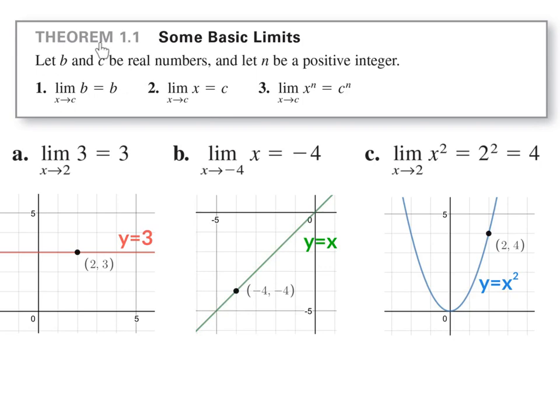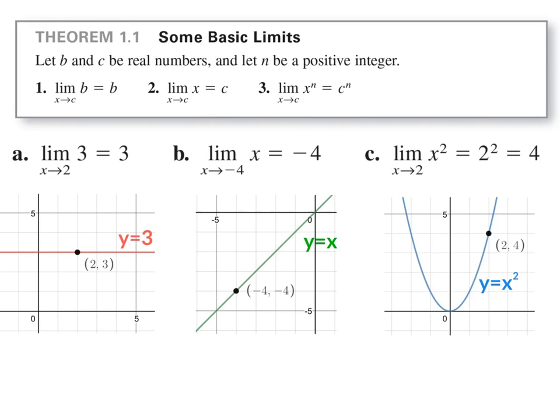So this first rule states that if I have a limit of b, so remember that's a number, as x approaches c, also a real number, that's going to be an output of b. So that's like this example here. So the limit of 3, which is the same as y equals 3, as x approaches 2, is always going to be 3. The second rule is the limit of x, so that's the same as y equals x, as x approaches c, again some number, is always going to be c.